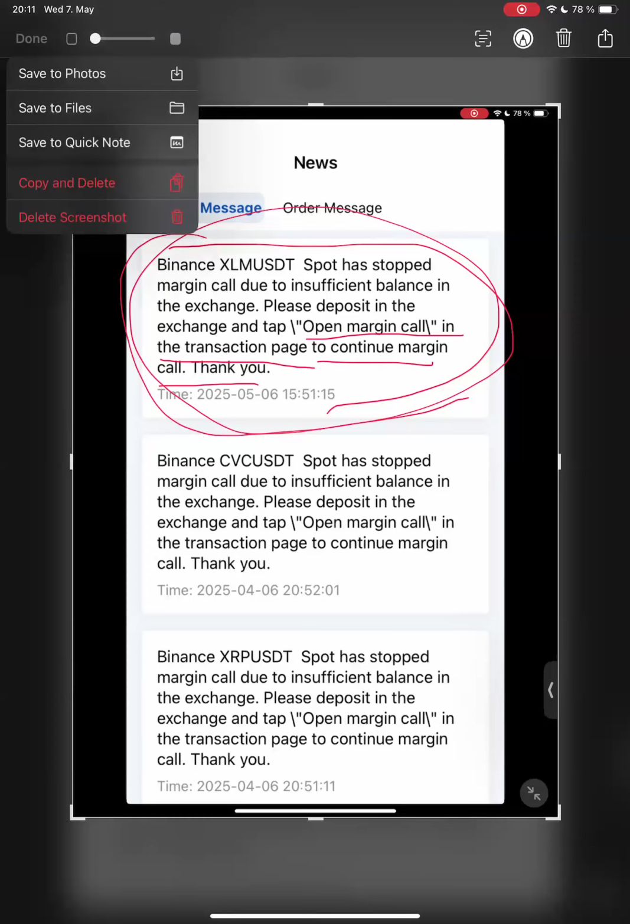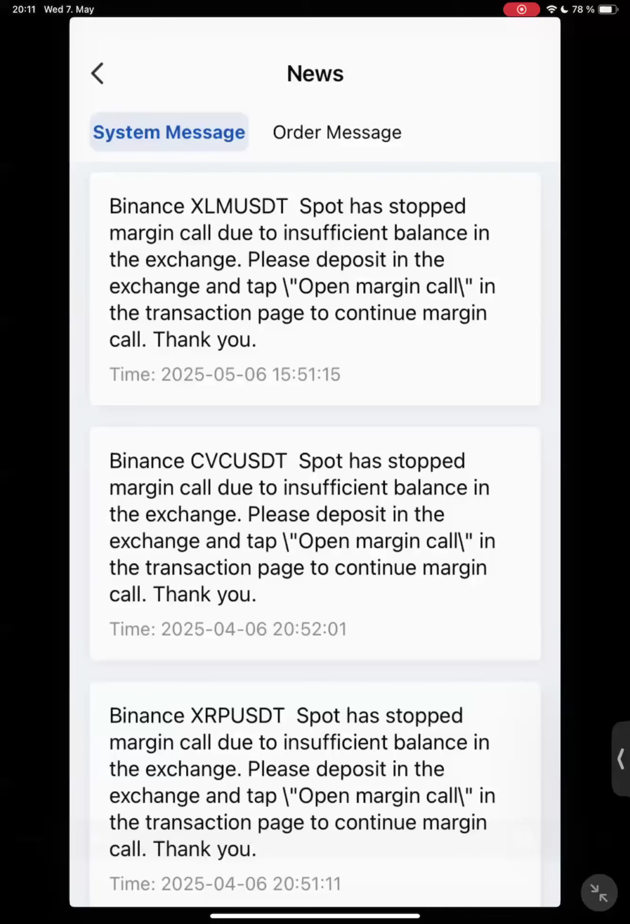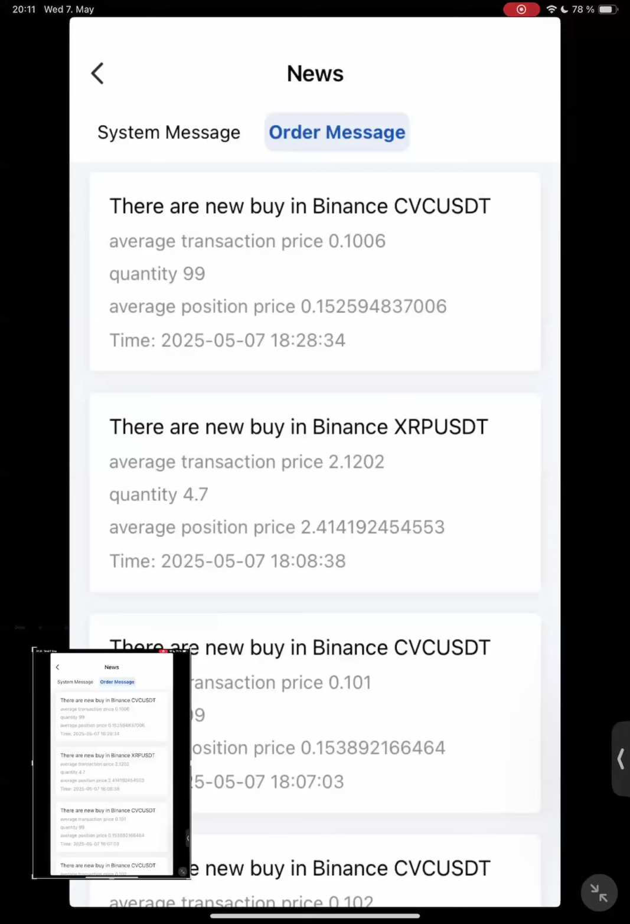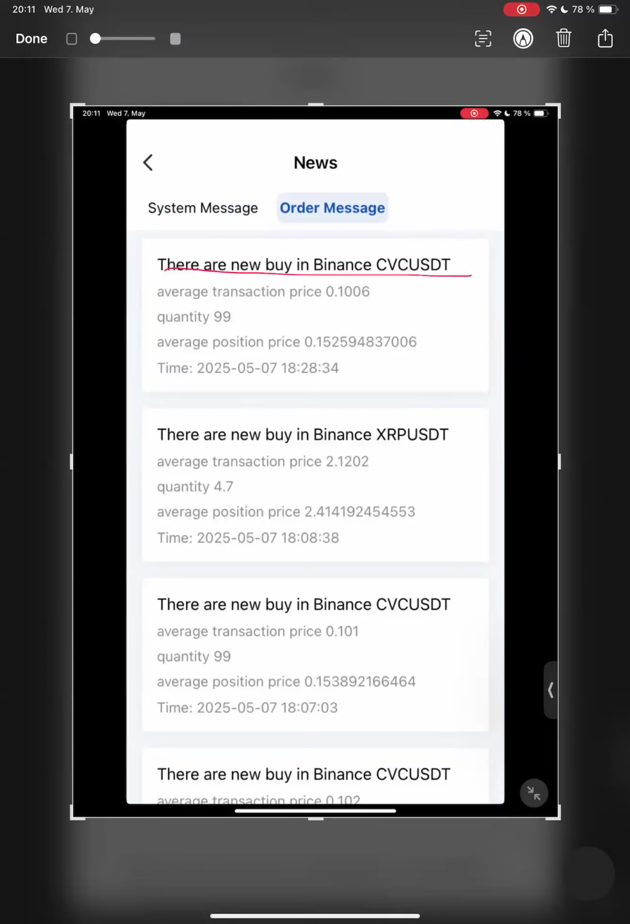Okay. Now let's move to order message. Under the order message, there are only two types of messages you can get. We have buy and sell. Okay, these are all buys. So you can see there is a new buy in Binance CVC USDT.